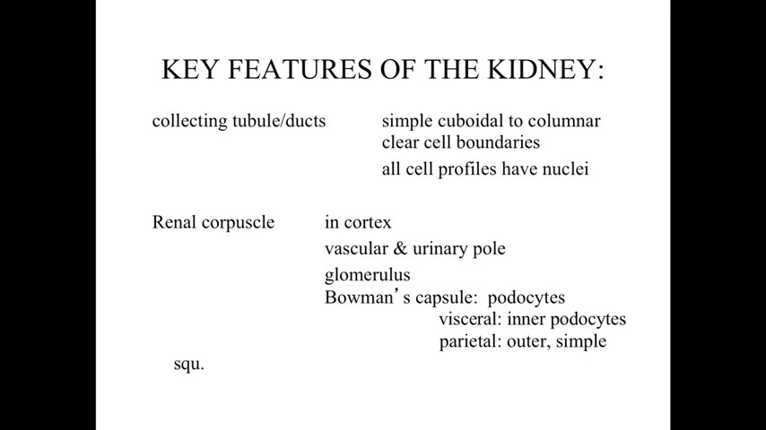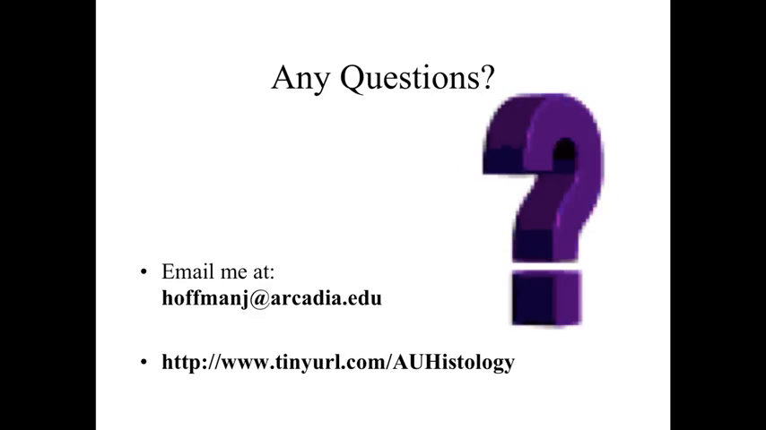We take a look at the renal corpuscles up there within the cortex. We've got the vascular and urinary pole. The vascular pole, where we've got the afferent arteriole coming into the glomerular capillary bed, the efferent arteriole exiting out of it. Urinary pole, where we're going to be draining Bowman's capsule into the proximal convoluted tubule.